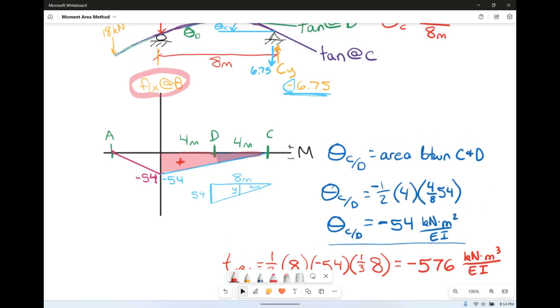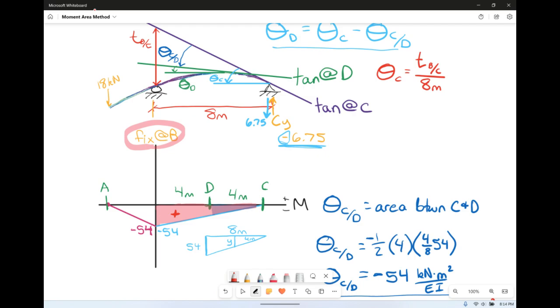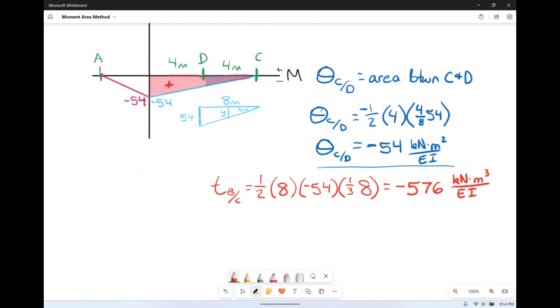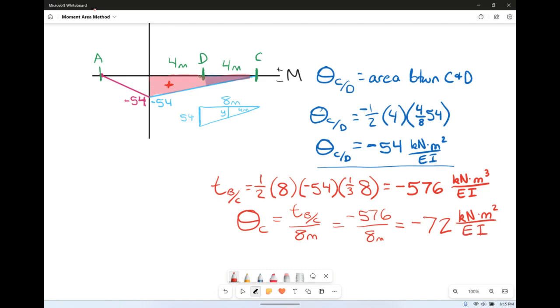So then what do we need to do? We need to divide by 8 to get our slope at C. So slope at C is equal to the vertical deviation of B with respect to C over 8 meters. So negative 576 divided by 8 gives us negative 72. Again, we divided by 8 meters, by the way, so that's going to be, again, kilonewton meters squared over EI, if you really want to keep up with it.